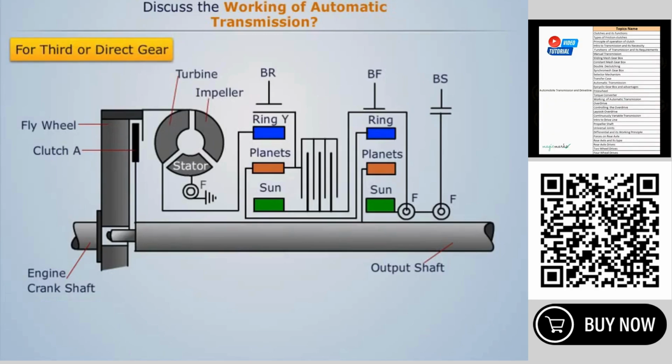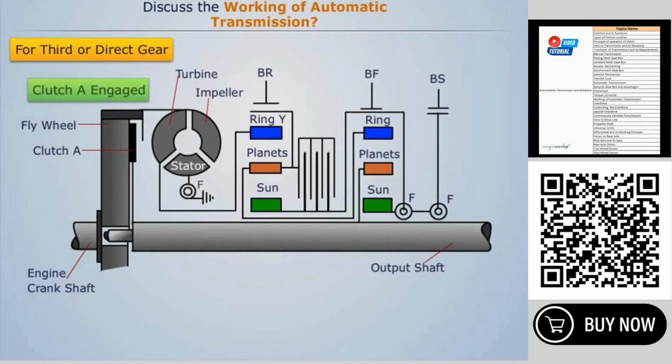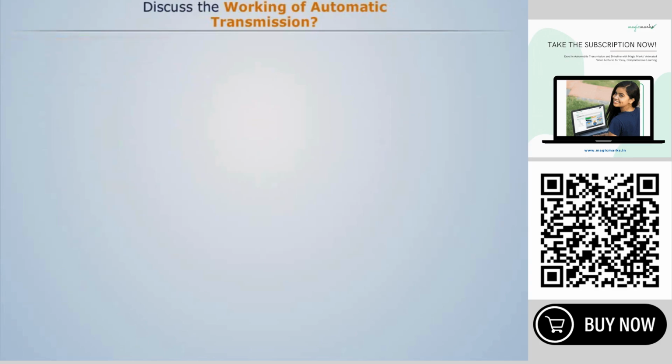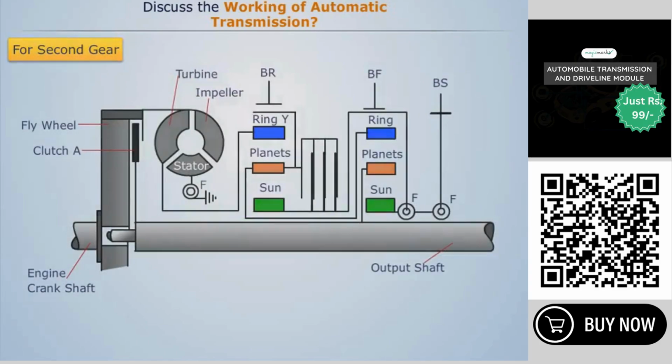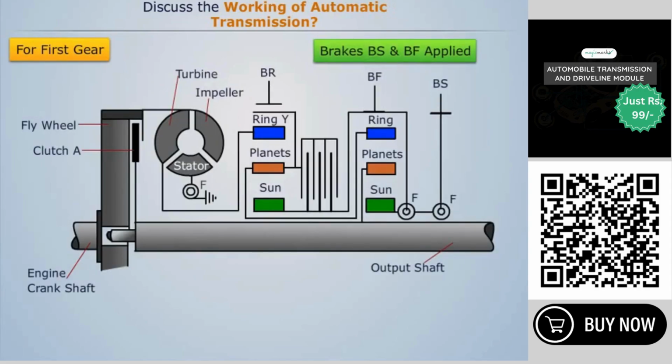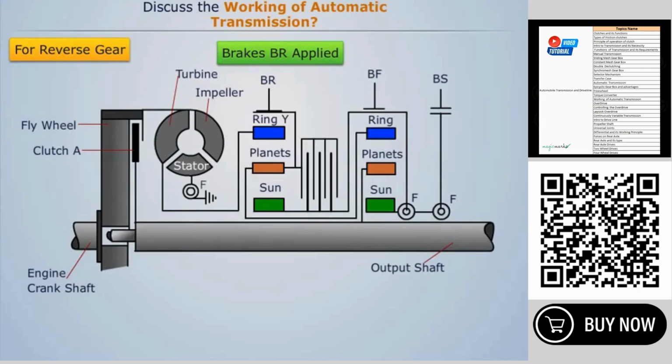For the third or direct gear, the clutch A is pressed to overcome the torque converter and directly engage the output shaft to input shaft. For the second gear, the clutch B is engaged and brake BS is applied. For achieving the first gear, both brakes BS and BF are applied. And for reverse gear, only brake BR is applied.